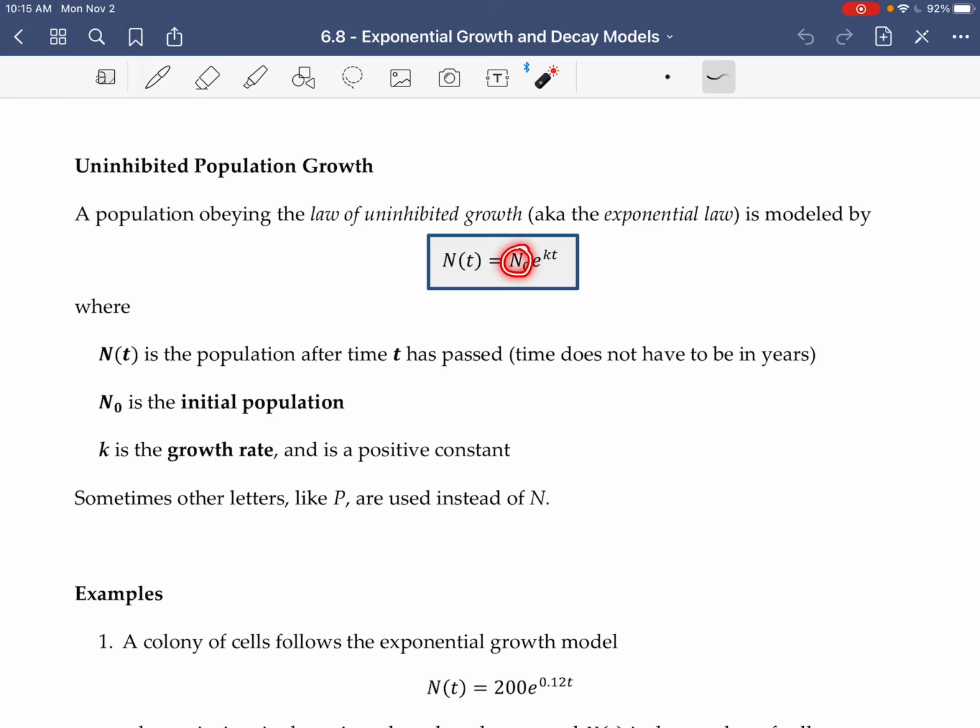N0, or n naught, is the initial population, at the beginning of the model. And k is called the growth rate, and because the population's growing, it's going to be a positive constant. Sometimes the letter p for population is used instead of n, so just be aware of that. It doesn't really matter if you use n or p. This number is n of 0, but they call it n0, so it's the population at time t equals 0.